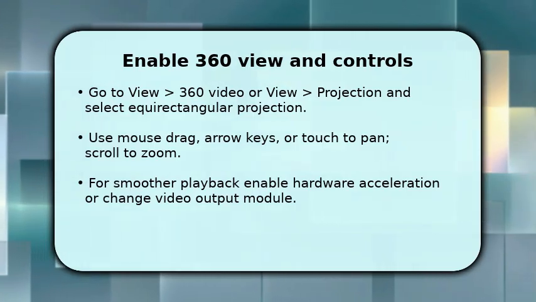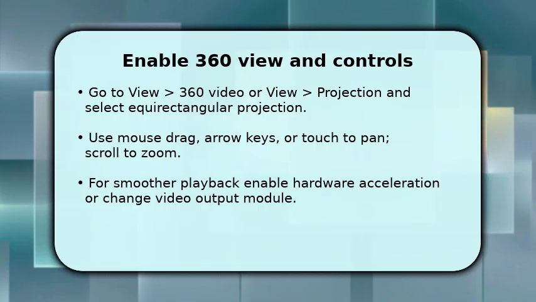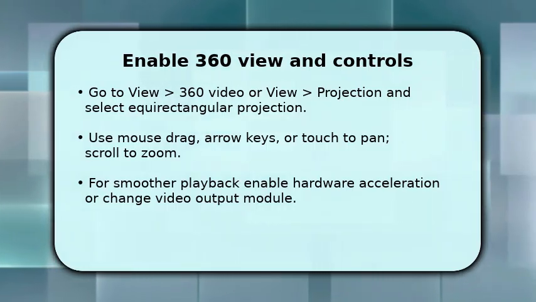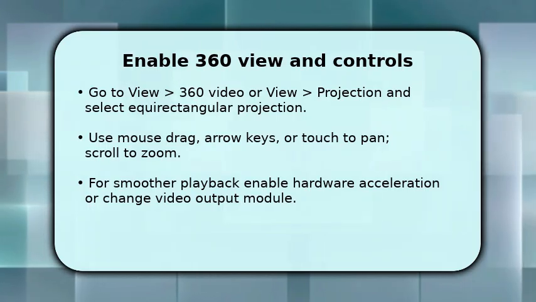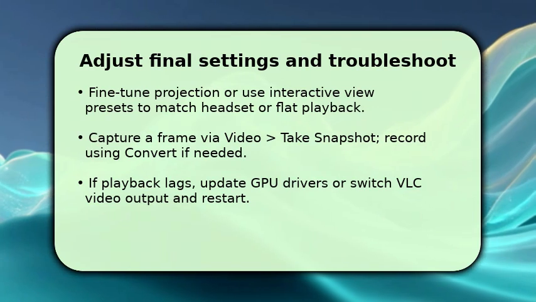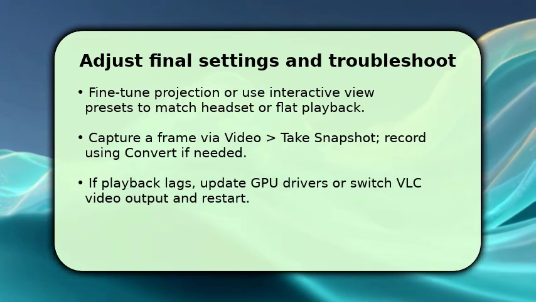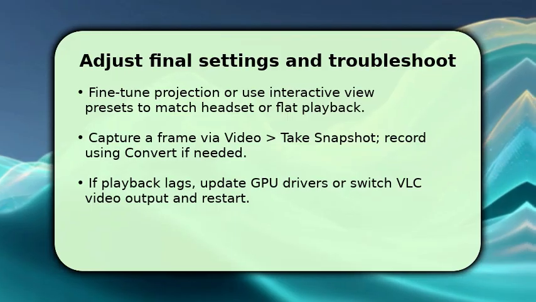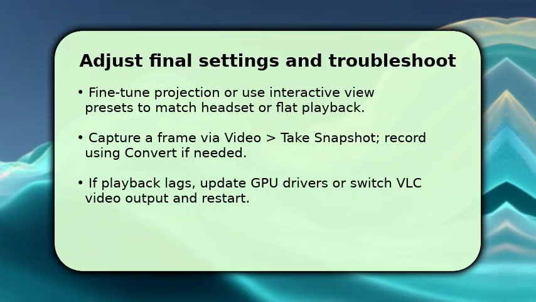If the video stutters, make sure hardware-accelerated decoding is enabled in Tools Preferences Input/Codecs, or change the video output module to OpenGL or DirectX for better performance. To finish, adjust projection presets or switch to interactive view so the framing matches your headset or desktop viewing preference. This ensures correct horizon and orientation.